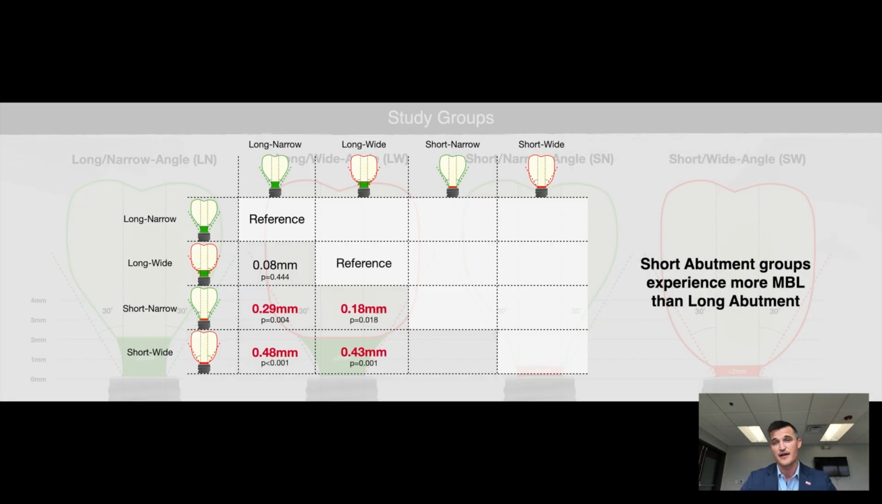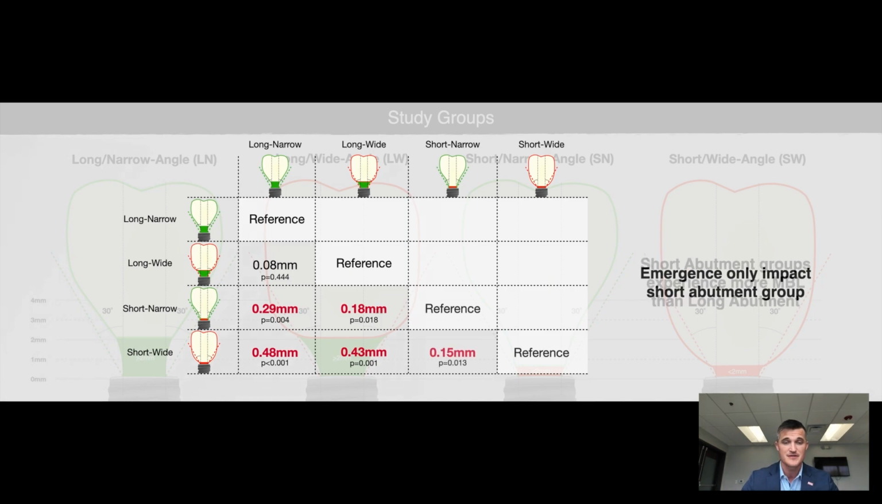We also saw, really supporting all the previous research out there, that shorter abutments had more marginal bone loss than longer abutments. And finally, emergence angle only played a role when the abutment was less than 2 millimeters. So when the abutment was less than 2, short narrow had less marginal bone loss than short wide. But when the abutment was longer than 2 millimeters, long narrow had the same amount of marginal bone loss as long wide.